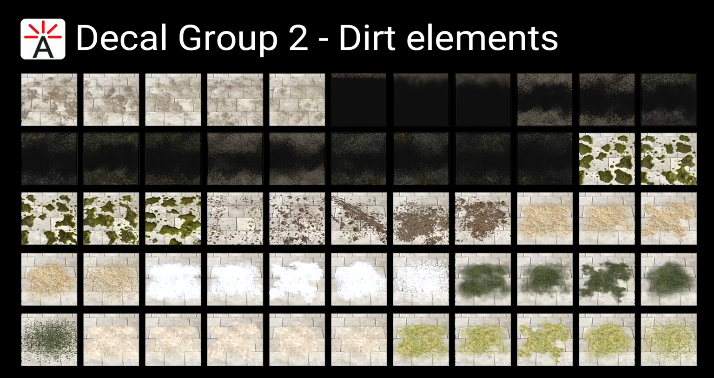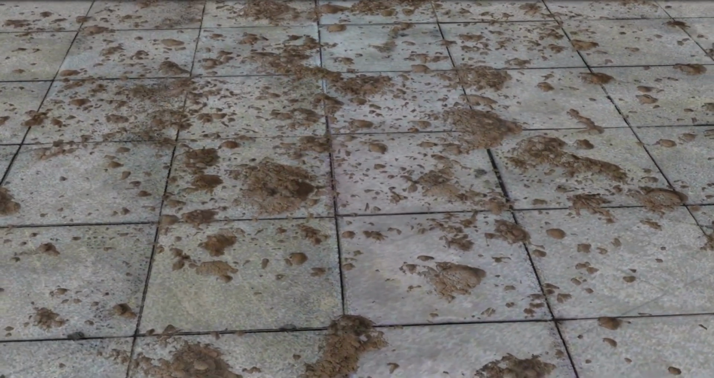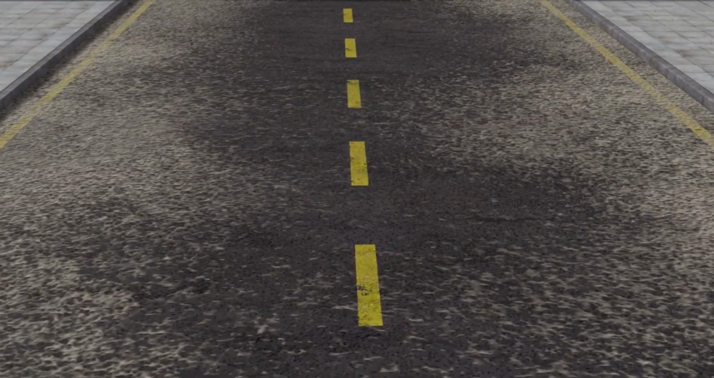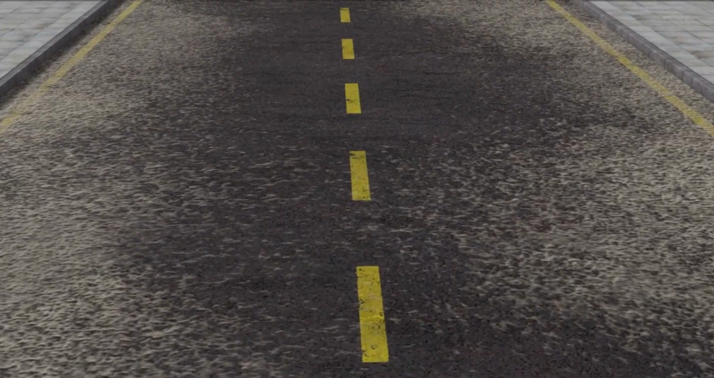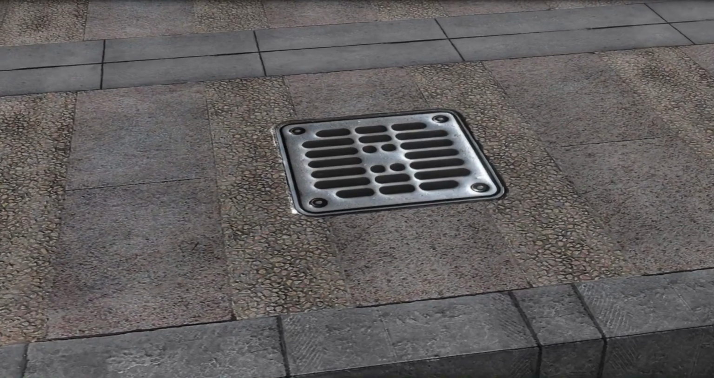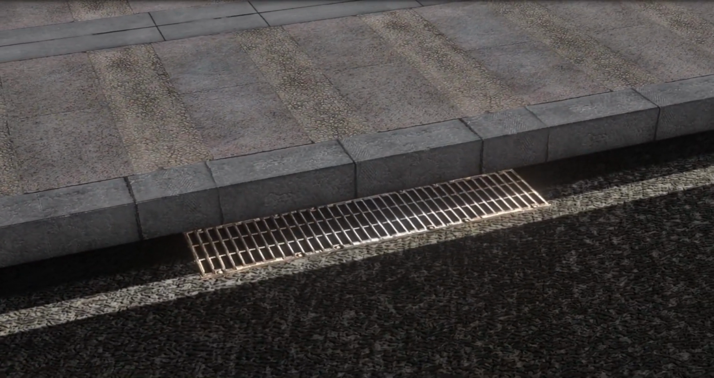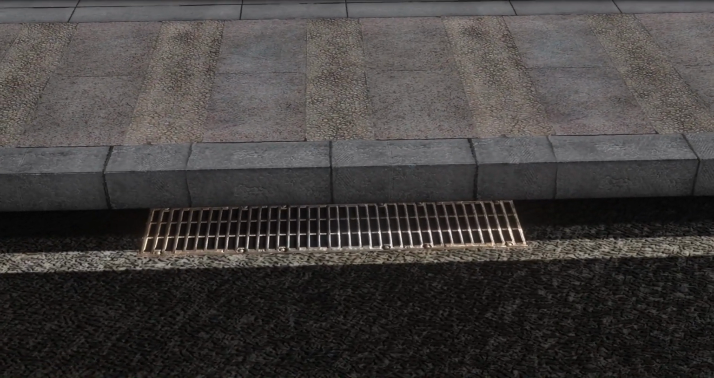The second group has a big variety of dirty and decaying elements. Using them, you can add patches of dust, mud, moss or different types of soil that can be scattered over your sidewalks and streets. This group also provides decals to create a decaying aspect on the walls, although they can be used as well on the floor. The third group provides several types of drains, usually intended to be placed in the sidewalks or in the street edges, in order to drain the water from the rain.